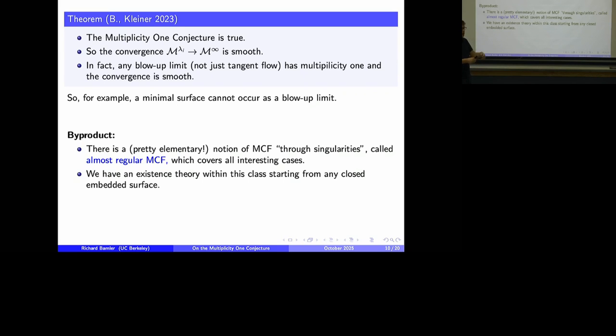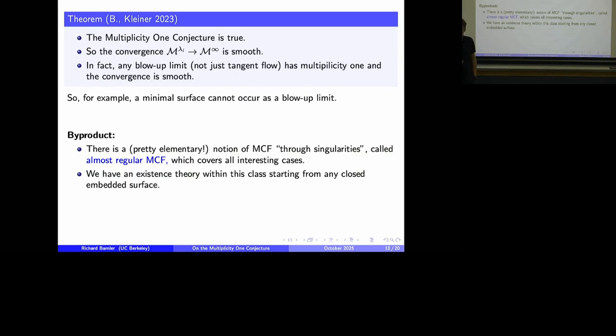This was done either through some kind of weak formulation of the mean curvature flow, meaning a Brakke flow, or a viscosity principle, where you made sense of the evolution equation through a viscosity principle. But in this definition, we basically discard all these ideas and we're only looking at the regular set, where we can just write down the equation explicitly, and then we just say the singular set is small enough, which it turns out to be anyway, and that's good enough to write down the theory. So it's much simpler than what has been done before. And we have an existence theory within this class, starting from every closed embedded surface.